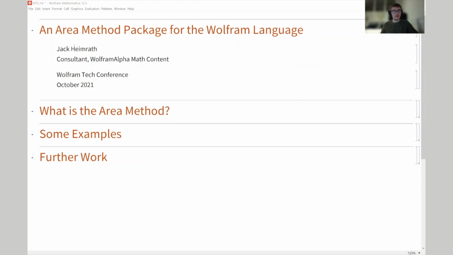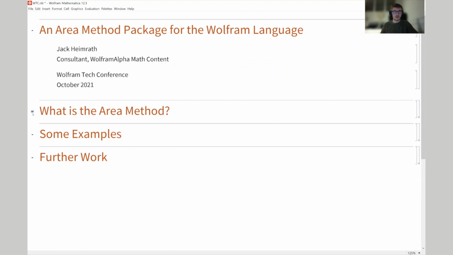Hello, my name is Jack Highmath, and I'm a consultant with the Wolfram Alpha Math Content team. And today I will be talking about our upcoming area method package for the Wolfram Language. And I guess I should first explain what the area method is.